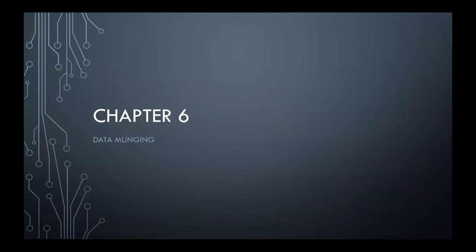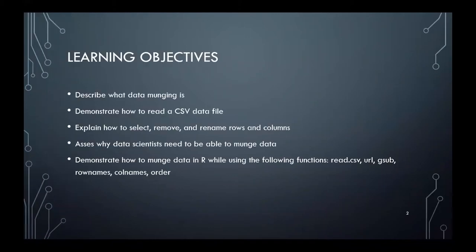Chapter 6 is going to concentrate on data monkeying, which is taking a full data set and cleaning it up and organizing it actually for usability. So let's get started. We're going to look at what data monkeying is and then transition that into how to load raw data into R, particularly using a CSV.